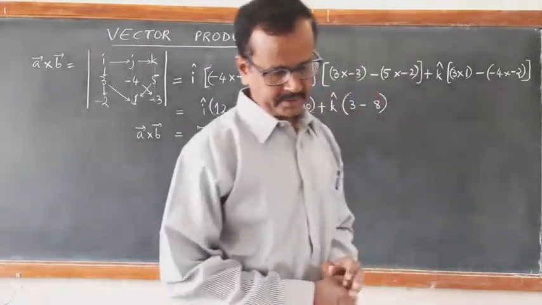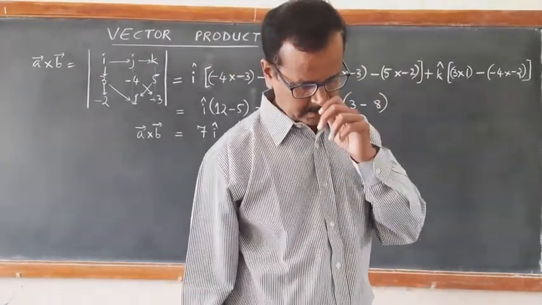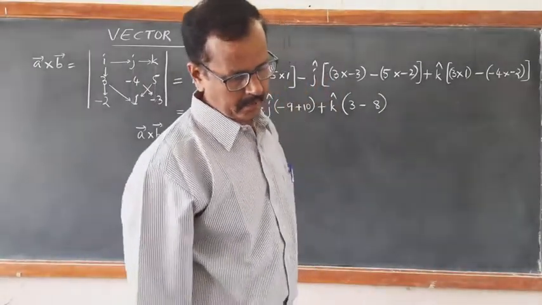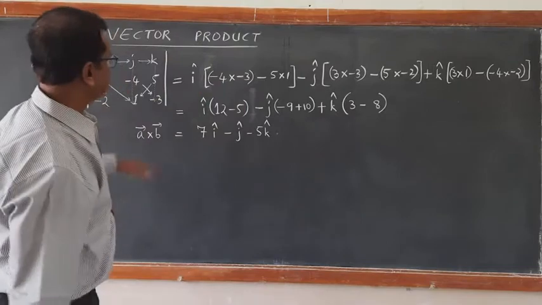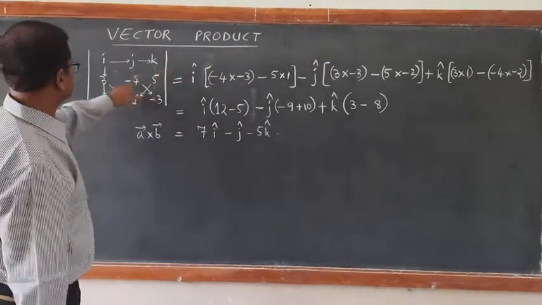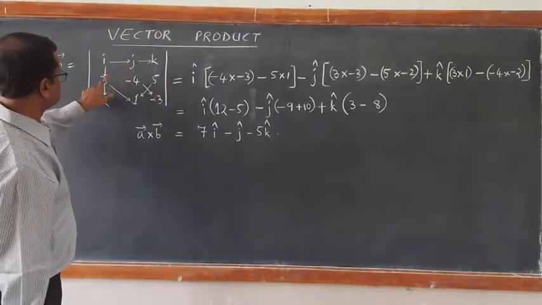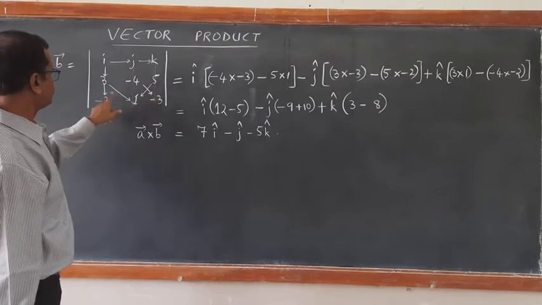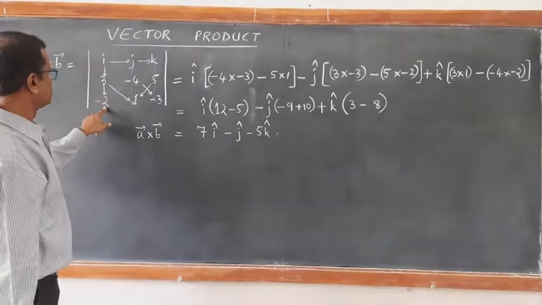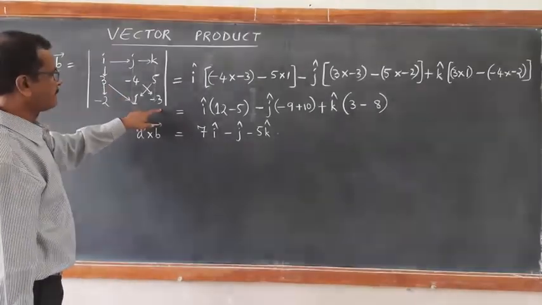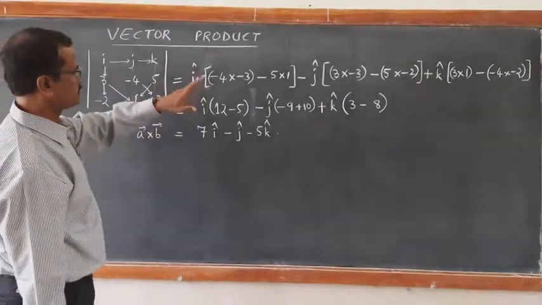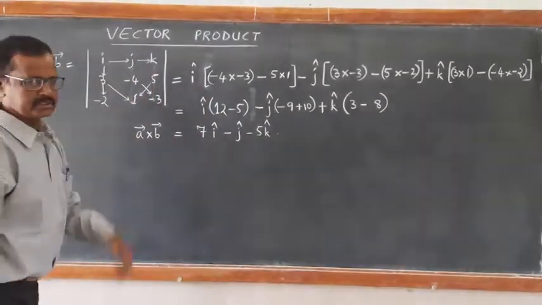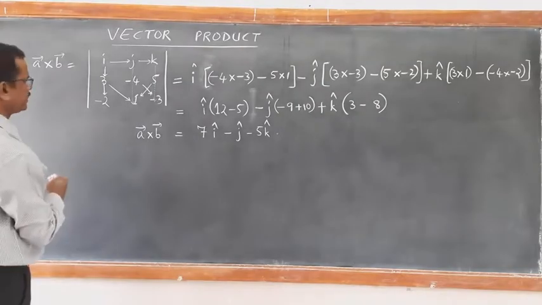You can just verify. 10 minus 9. What is that? 10? Yes. 3 3s are minus 9. 5 2s are minus 10. Minus 9 minus 10, minus of minus. Yes, this is correct. So this is A cross B. If you carry out B cross A, you see exactly it will be negative.